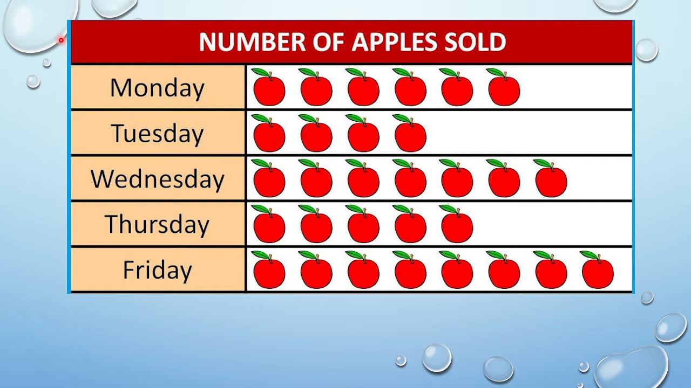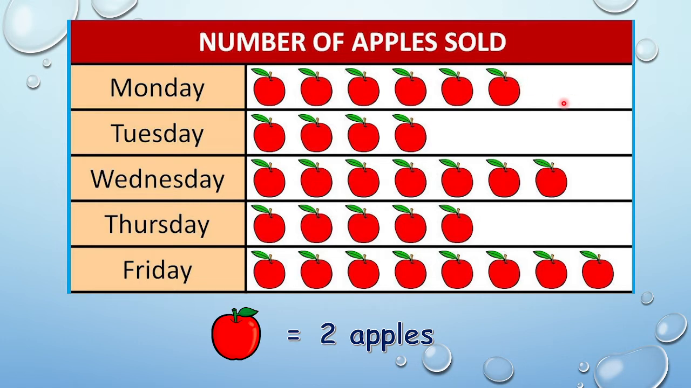Okay, again, this one shows the number of apples sold from Monday to Friday. It means how many apples were sold for 5 days. So the scale is 1 apple is equal to 2 apples. So it means one picture is equal to 2. 2, 2, 2, 2, 2.